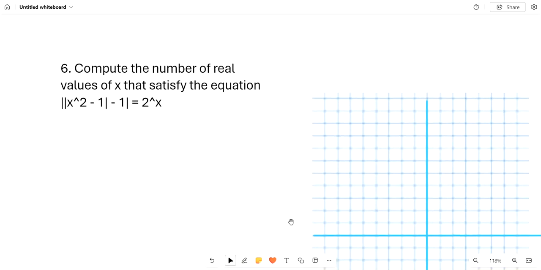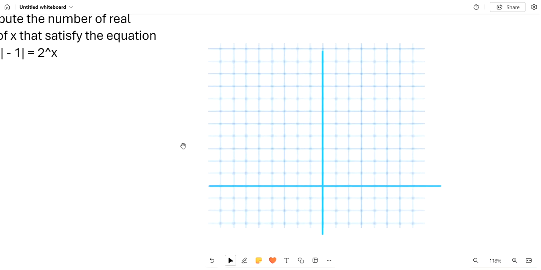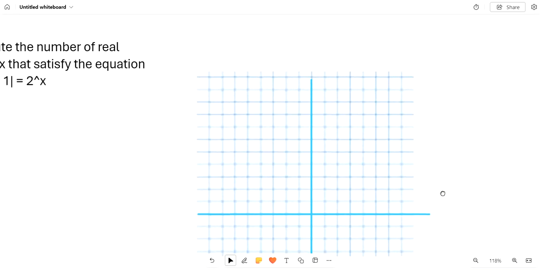So number 6 on week 31 quiz says, compute the number of real values of x that satisfy the equation ||x squared minus 1| minus 1| equals 2 to the x. So over here we have a piece of graph paper and we just have to graph it out.